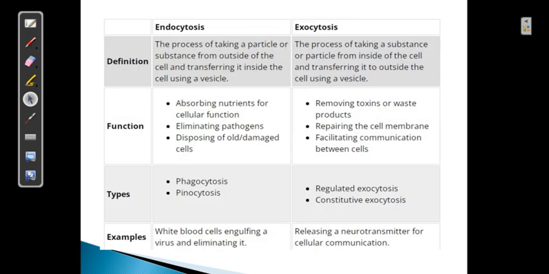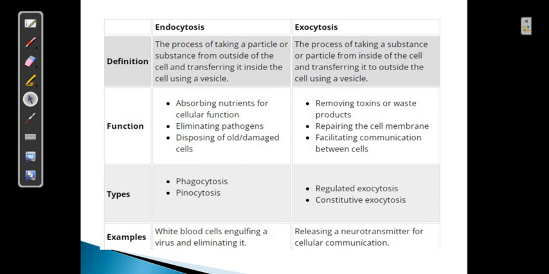So here the difference between endocytosis and exocytosis has been shown. Endocytosis is the process of taking a particle or substance from outside the cell and transferring it to the inside using vesicles, while exocytosis is the process of sending a substance or particle from inside the cell to the outside of the cell using vesicles.